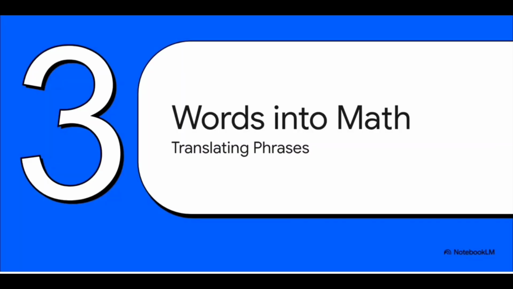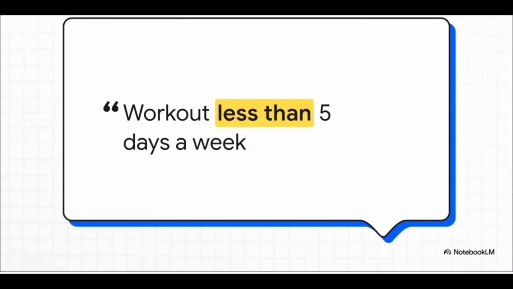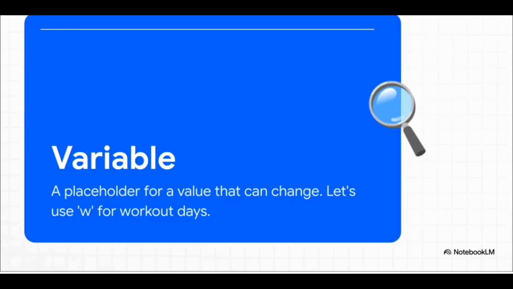Okay, now for the really fun part. Let's take these symbols out for a spin and use them to translate some everyday, normal phrases into the language of math. Here's a perfect real-world example. Imagine someone setting a fitness goal. I want to work out less than 5 days a week. How on earth would we write that using math? Well, first things first. We need a placeholder for that thing that can change. You know, the number of days someone actually works out.